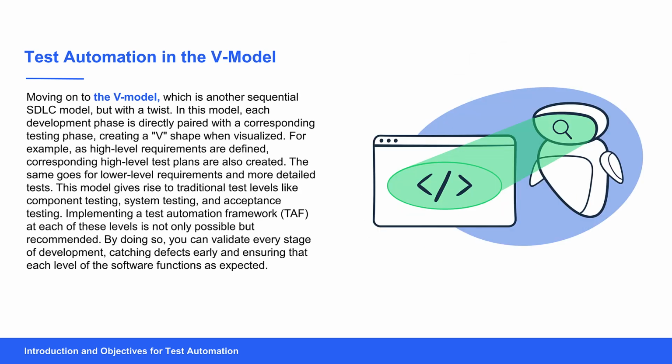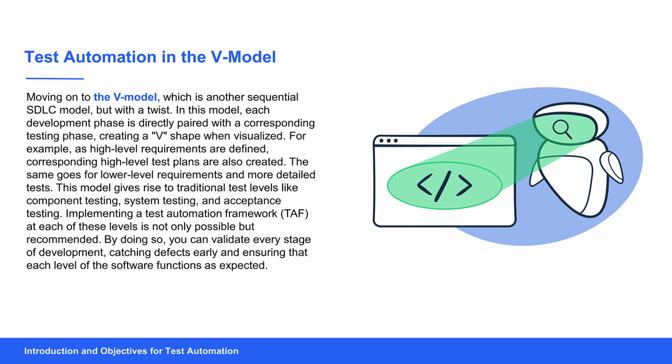Next, let's look at the V model, which builds on the principles of the waterfall model, but with a stronger emphasis on testing at every stage. The V model visualizes the development process as a V, where each step in development has a corresponding step in testing. For instance, as high-level requirements are being defined, high-level test plans are also being created. This model emphasizes the importance of validation and verification, ensuring that testing is not just an afterthought, but an integral part of the development process.